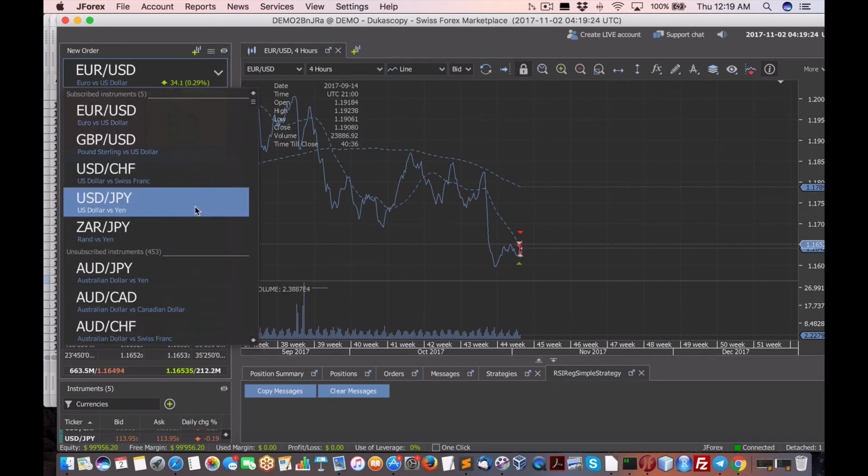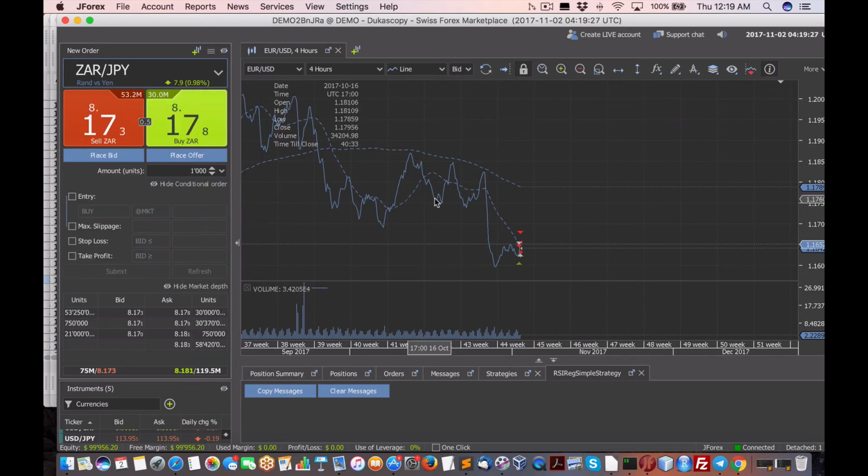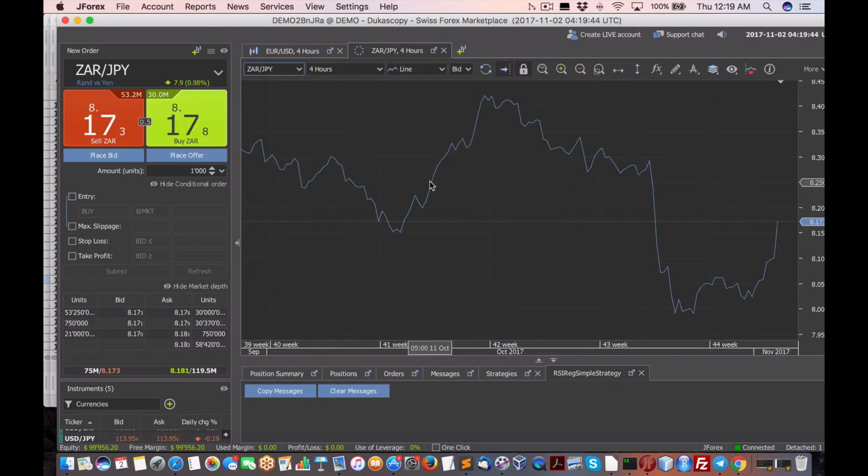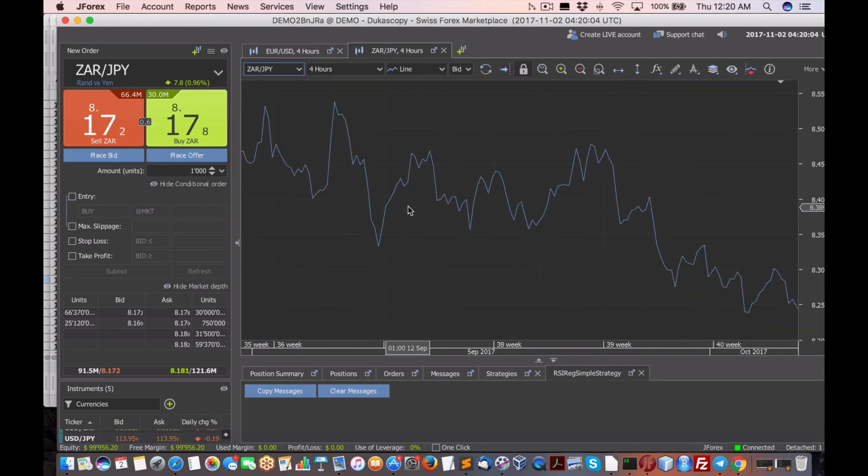Meanwhile, let's check out the rand against the yen. Let's see what we've got here. Okay, so we're looking for the rand. So 825 all the way down to 8, which is, let me just think, that's a 4-hour move. So that does have quite a bit of movement. It seems to be more volatile.